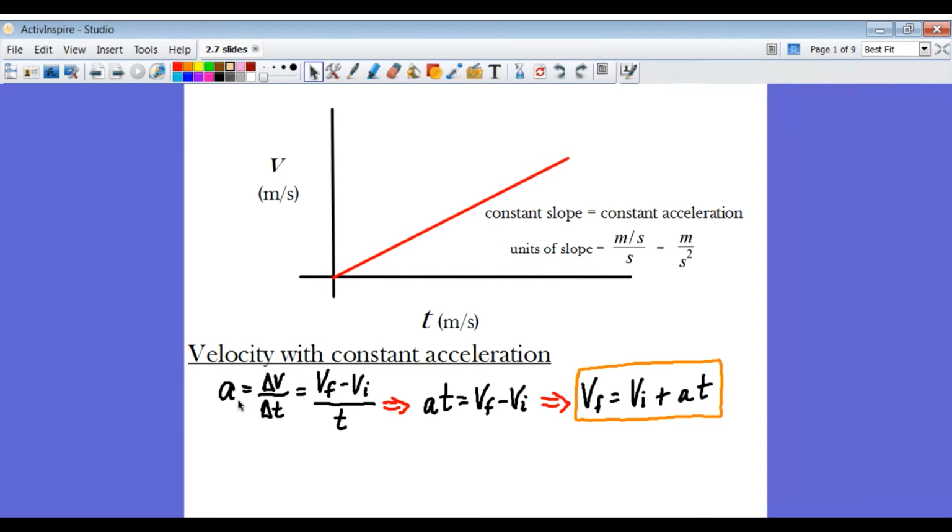All right, so let's start off with the definition of acceleration. It is the change in velocity over the change in time. So my final velocity minus my initial velocity is my change in velocity divided by time. If I cross multiply the time to the other side, I get AT equals VF minus VI, and then I solve that equation for VF equals VI plus AT. That is my first equation of motion.